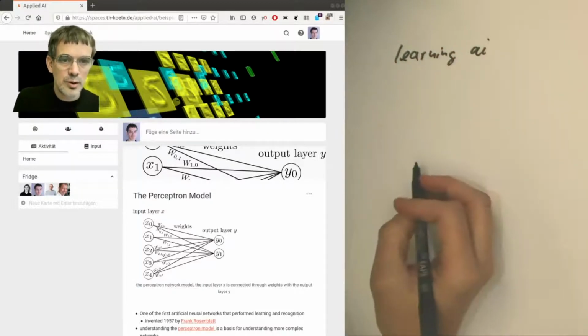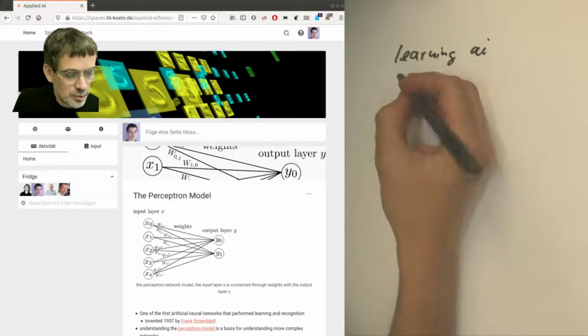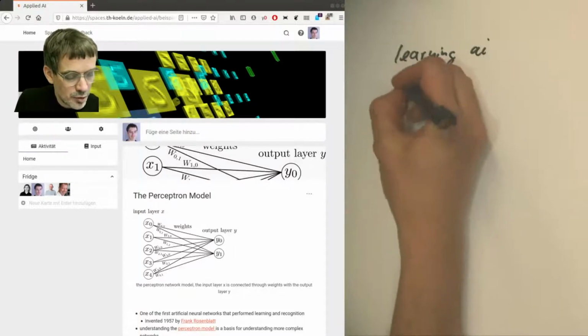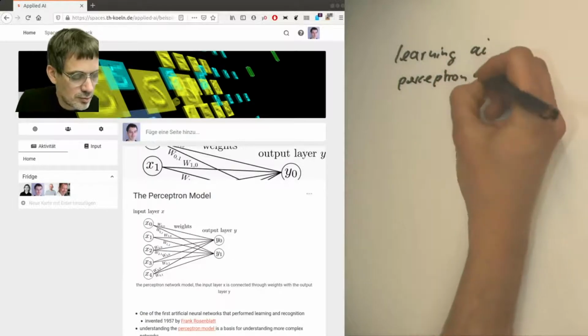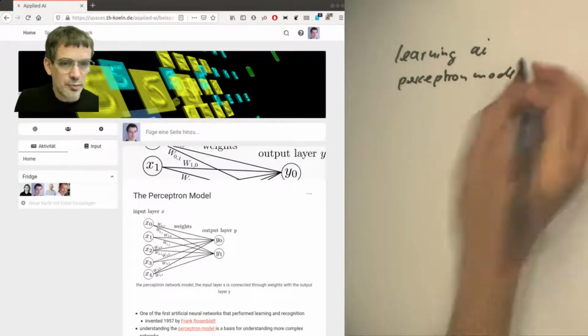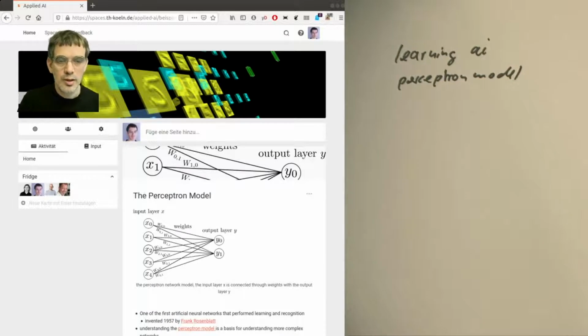This week today we will look at the Perceptron model. The Perceptron is an artificial neural network that was invented and developed by Frank Rosenblatt in 1957.